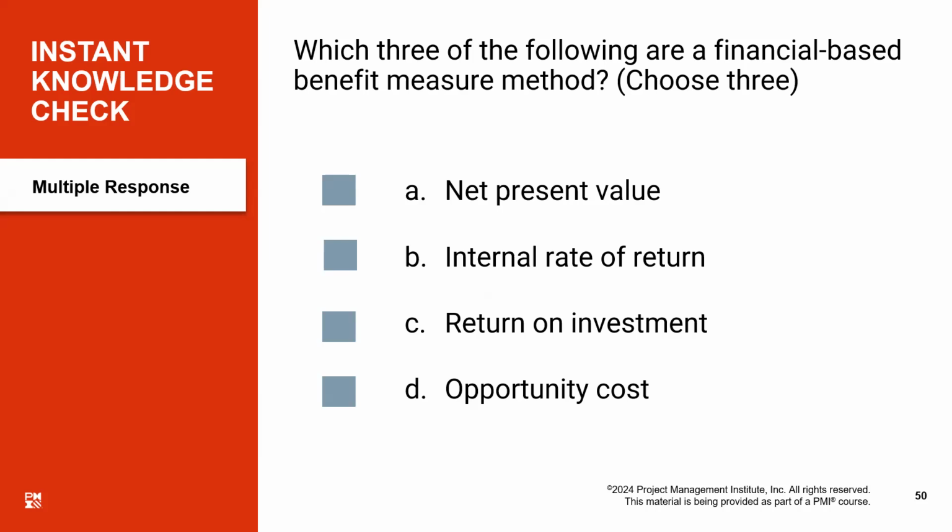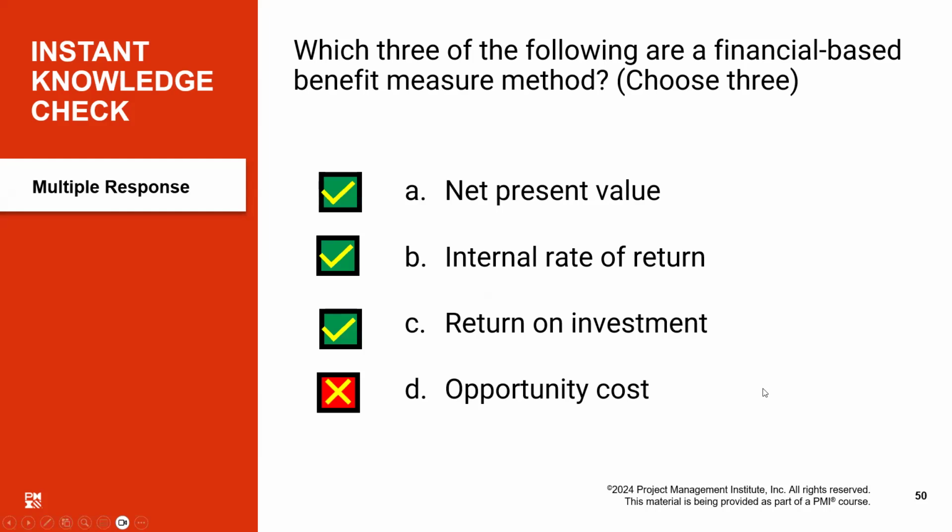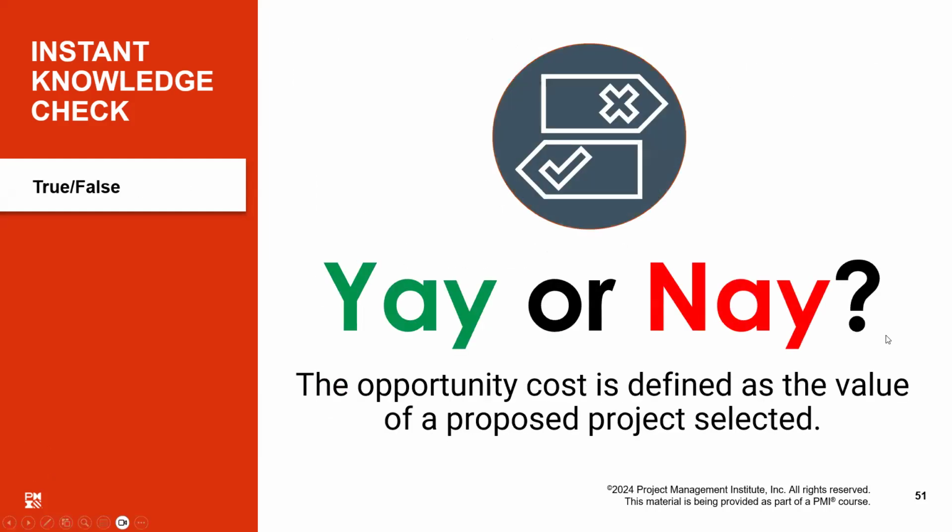ABC. ABC. Very good. Very good. Because I told you opportunity cost is not a method, it is a concept. Okay. The opportunity cost is defined as the value of a proposed project selected. Yea or nay? No, false.